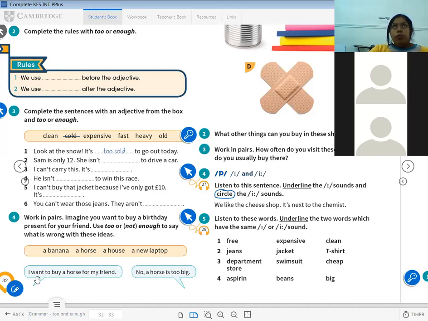Okay, we have to say sentences like this, using too or enough. We have an example here. I want to buy a horse for my friend. No, a horse is too big. In my case, I want to buy a banana. What can you tell me if you listen that I want to buy a banana for my friend? Yes, it's too delicious. Okay.